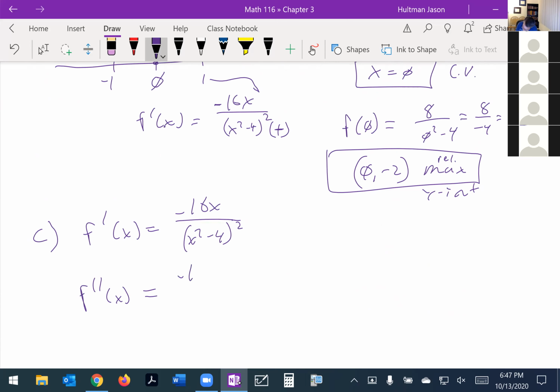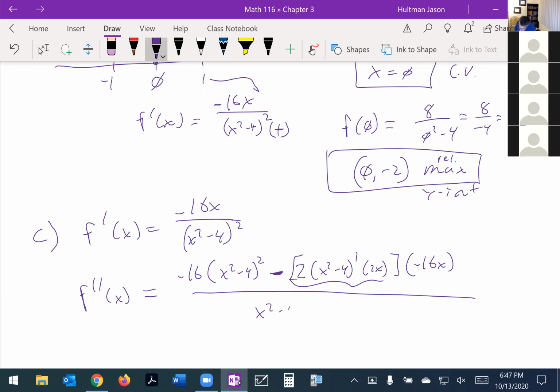Derivative of the top, negative 16, times the bottom, x squared minus 4 squared, minus the derivative of the bottom. This one's going to be a chain rule. This is going to be 2 times x squared minus 4 to the first power times 2x. That's the derivative of the bottom times the top, which is negative 16x. All over the bottom squared. So we're taking the bottom, x squared minus 4 squared, and squaring it, which means it's going to be to the 4th power.